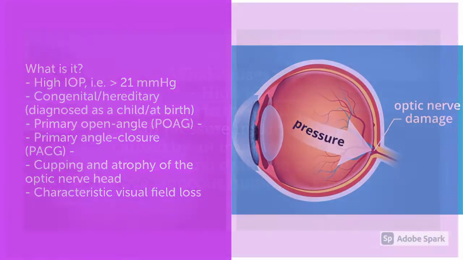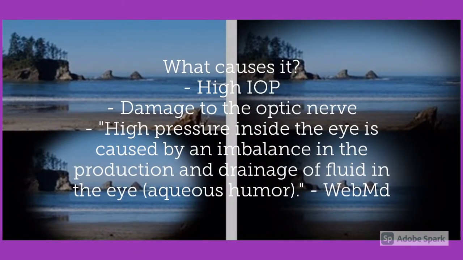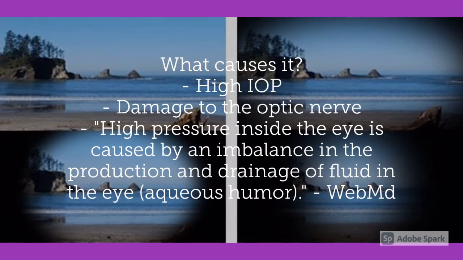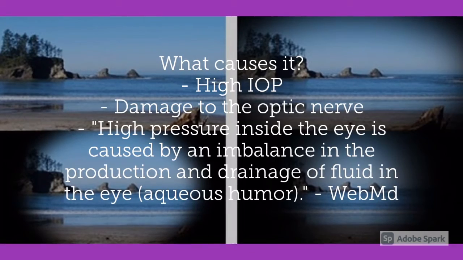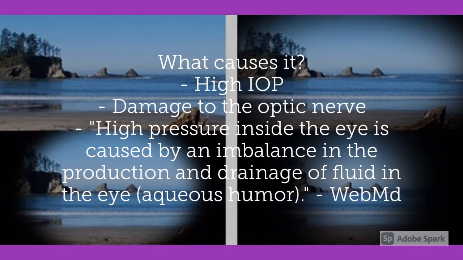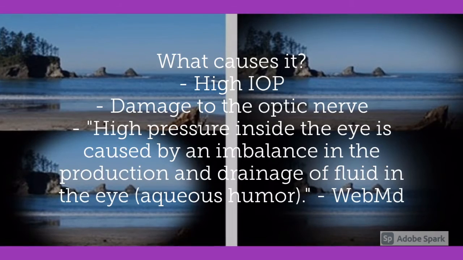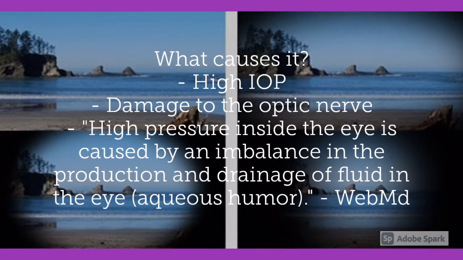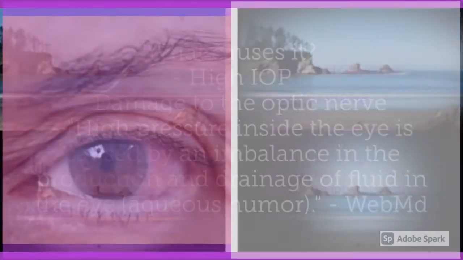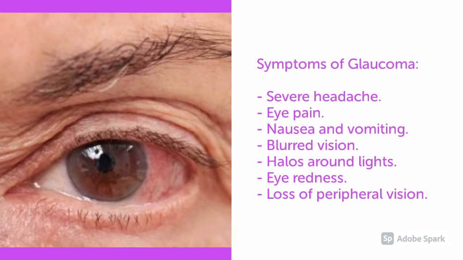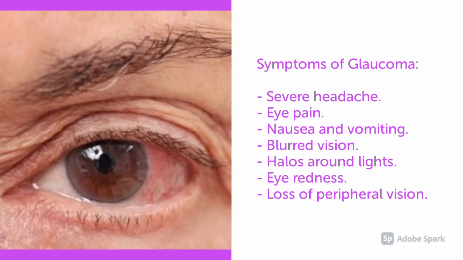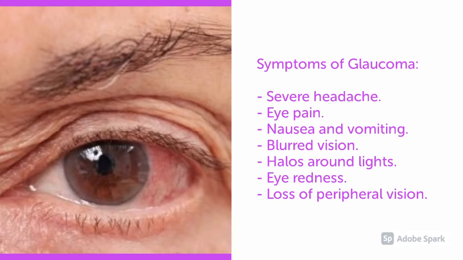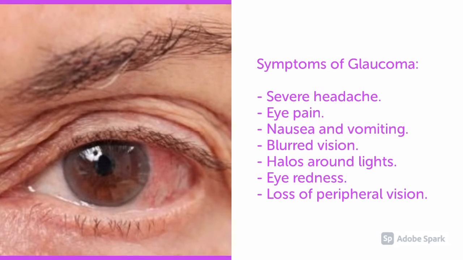Since high intraocular pressure causes glaucoma, this induces damage to the optic nerve, and the high pressure inside of the eye is caused by an imbalance in the production and drainage of fluid in the eye, or aqueous humor, according to WebMD, and the picture in the background demonstrates the different severities of glaucoma and how a patient's eyesight is. Symptoms of glaucoma include severe headache, eye pain, nausea and vomiting, blurred vision, halos around lights, eye redness, and a loss of peripheral vision. And the eye on the left is an example of somebody with glaucoma in their eye.